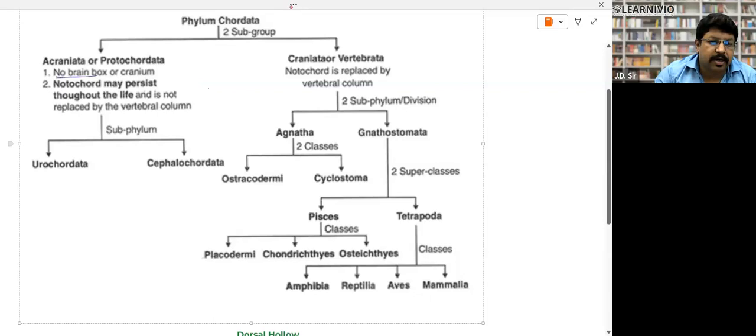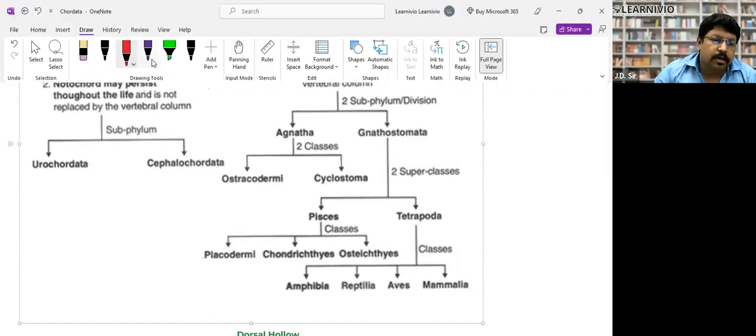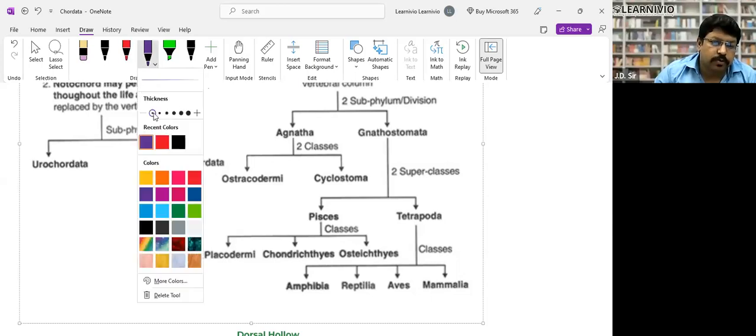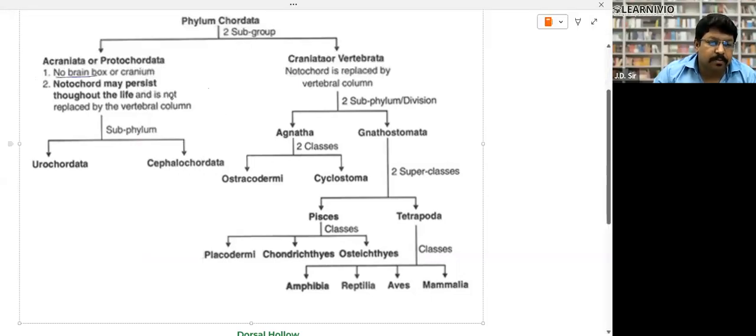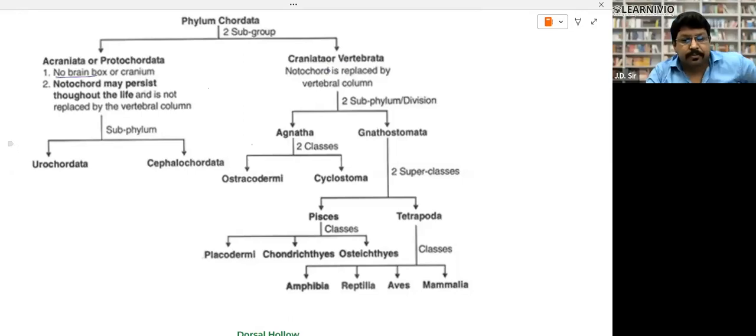No brain box means the brain is not present over there, right? And the second one, those which have the brain, we call them Craniata, right? Craniata are those which have the brain box, and the notochord may persist throughout their life and is not replaced by the vertebral column. Try to understand what I am saying. The notochord persists throughout life. So the notochord is found, but it is not replaced by the vertebral column.